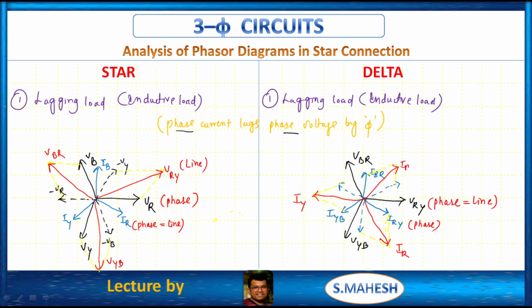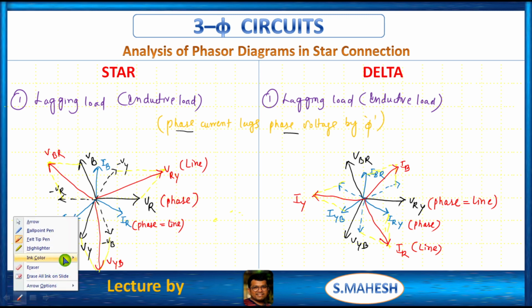We have the phasor diagram for the lagging load completed. This is line voltage, so line current. So we have line current, phase voltage, line voltage, and phase current. In this case also we have four quantities completed. Then we have to mention the angles. This is very important. Here the load is a lagging load. Obviously the phase current lags the phase voltage by phi. Here also phi.